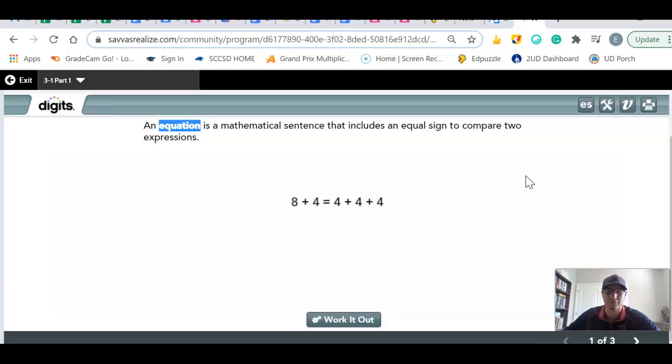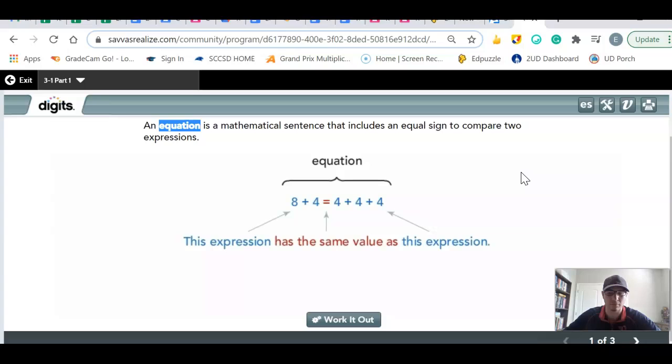8 plus 4 equals 4 plus 4 plus 4 is an equation. This equation includes expressions on each side of an equal sign. The left side of the equation, 8 plus 4, is equal to 12. The right side of the equation, 4 plus 4 plus 4, is also equal to 12. This expression has the same value as this expression. So, 8 plus 4 equals 4 plus 4 plus 4 is an equation comparing two expressions that have the same value. Good, so an equation is going to have that equal sign, and on both sides of the equal sign are expressions.